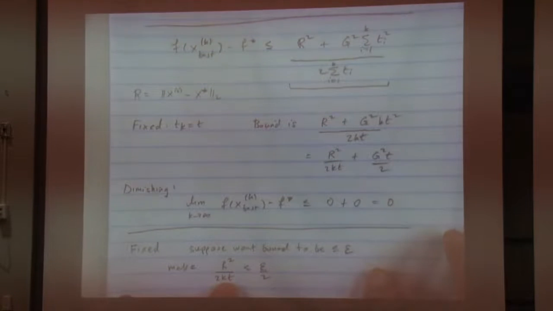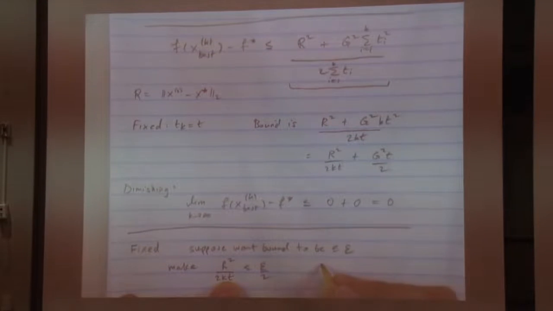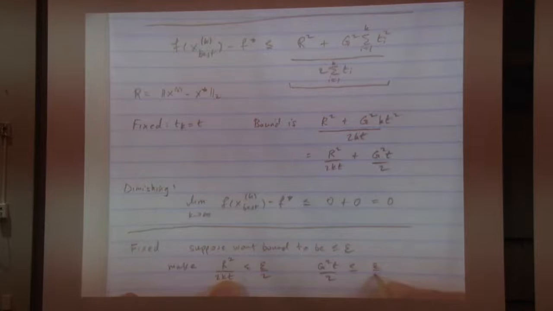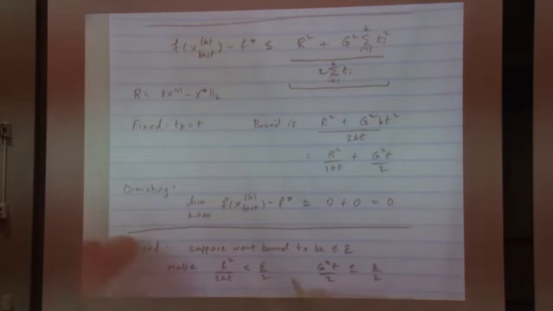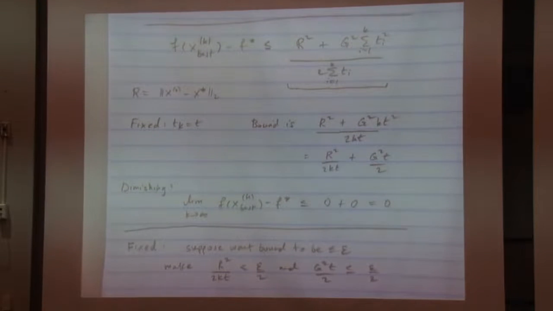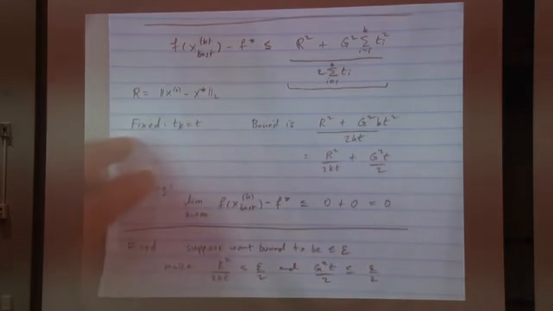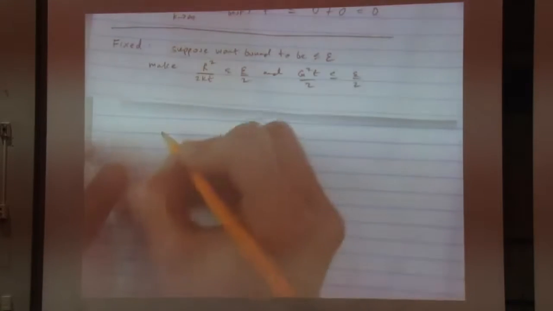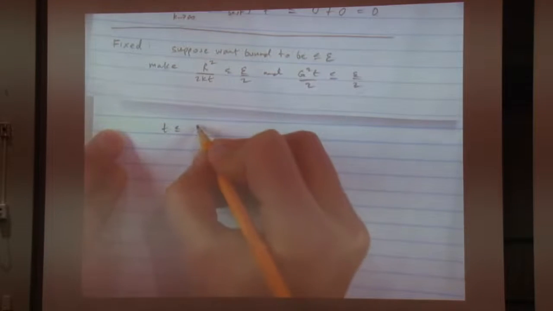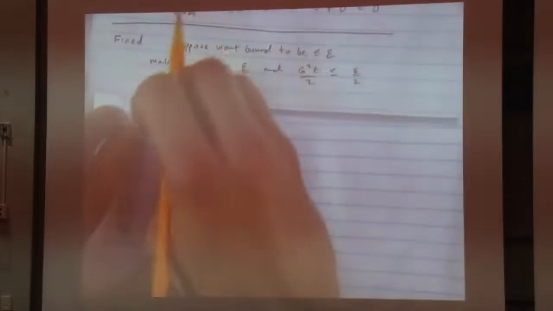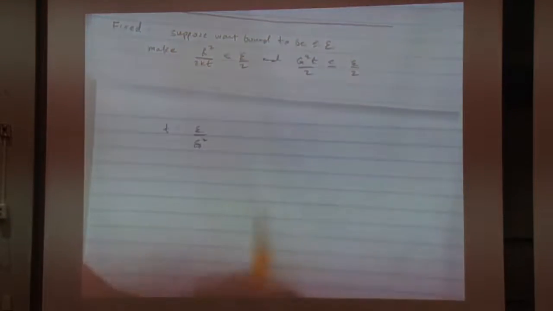And we also want to make g squared times t over 2 less than or equal to epsilon over 2. If we make both of those two things true, then we've established the difference in criterion values is at most epsilon. So this tells us that we have to take t to be at most epsilon over g squared. And the bigger the t, the better. So it just tells us to take t to be equal to epsilon over g squared.